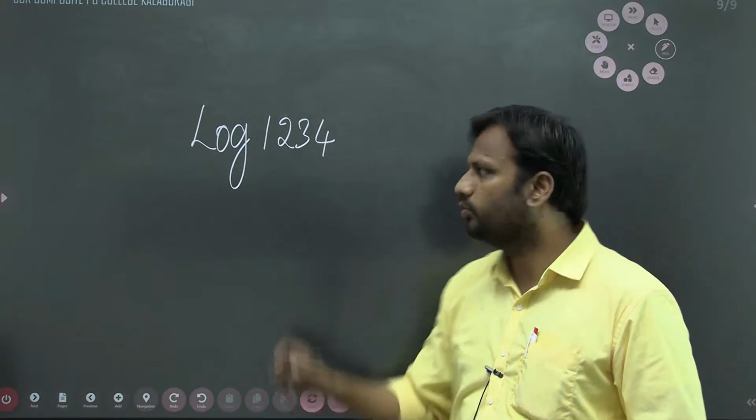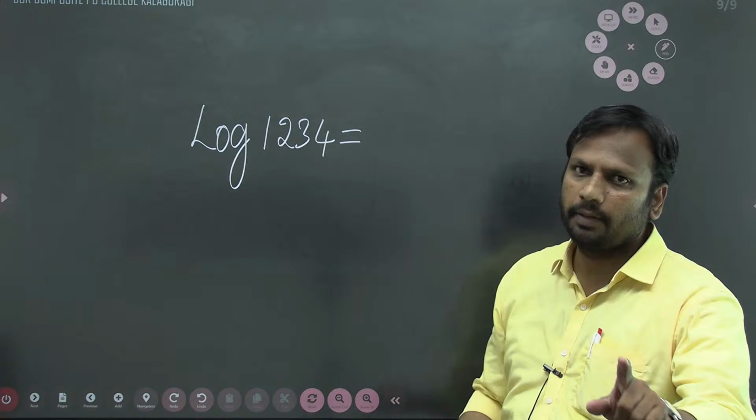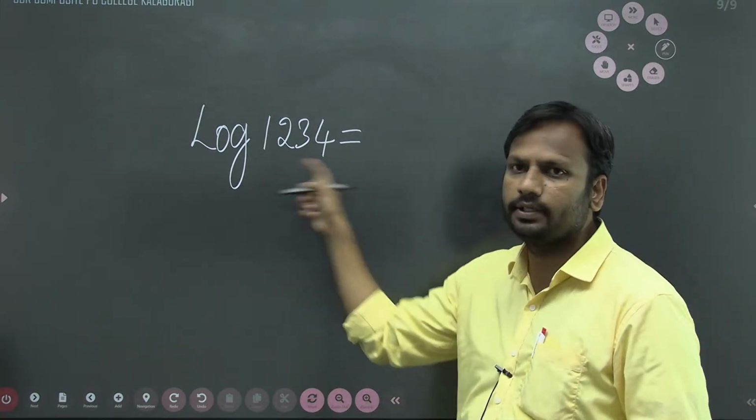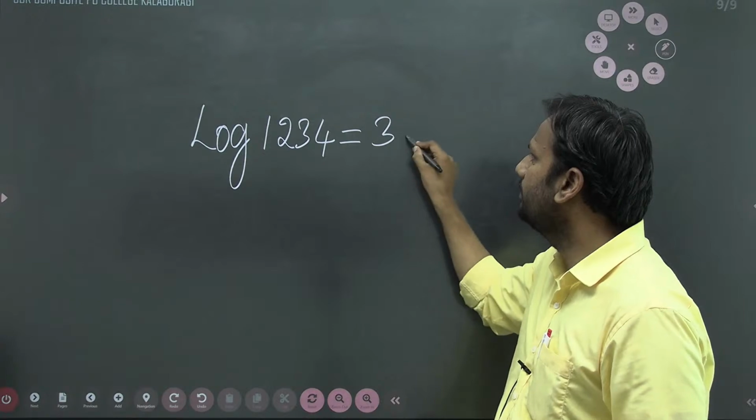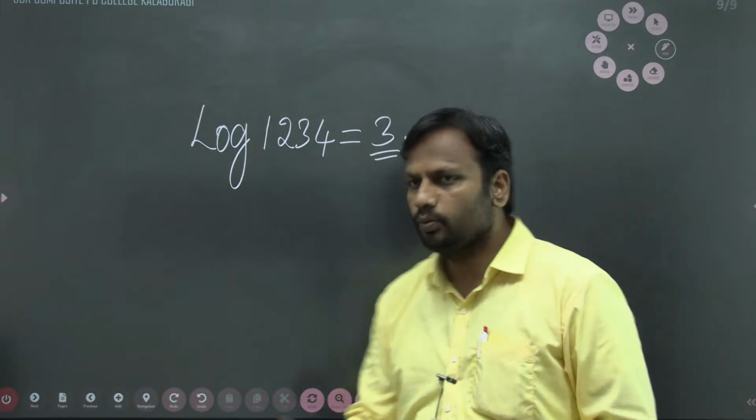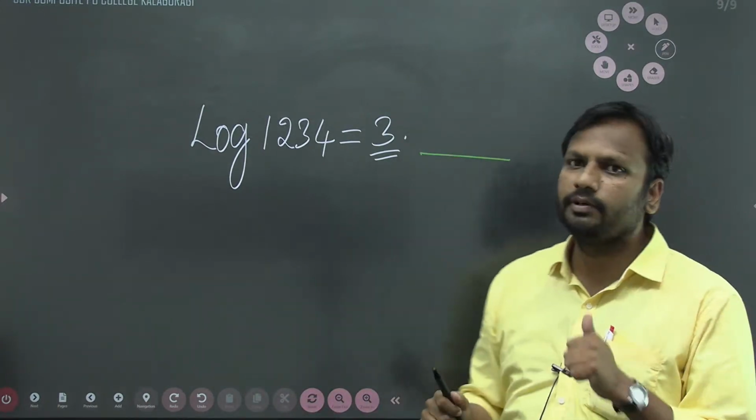The logarithm of the value 1234. What will be the characteristic part? You know the characteristic part. It is a 4-digit number, so 4-digit number minus 1, that is 3 will be the characteristic part. Then what will be the mantissa part?